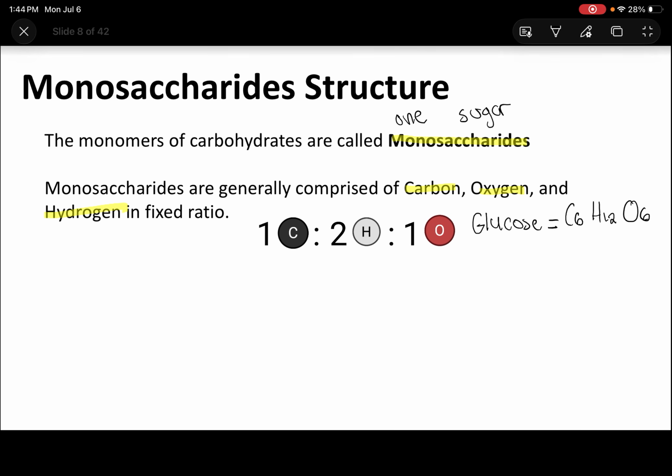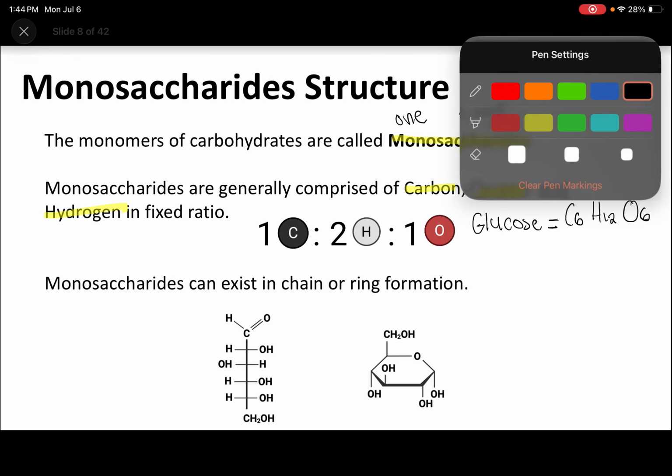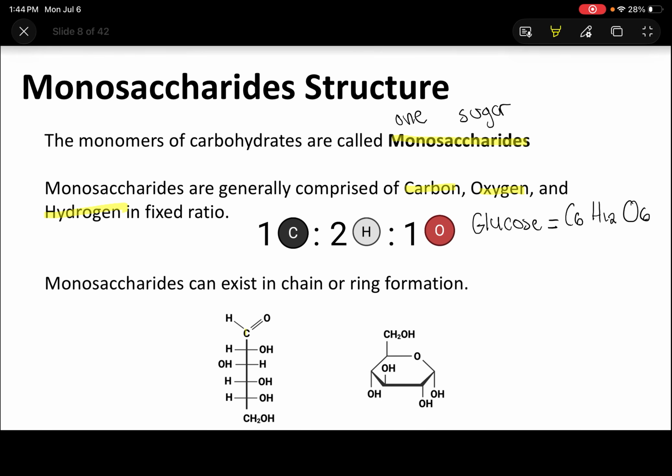These monosaccharides can exist in 2 different formations. They can either be in a chain or a ring formation. You can see they can be lined up like this, or they can be in a ring formation. Both this linear and ring structure are going to play important roles in what exactly it's doing.